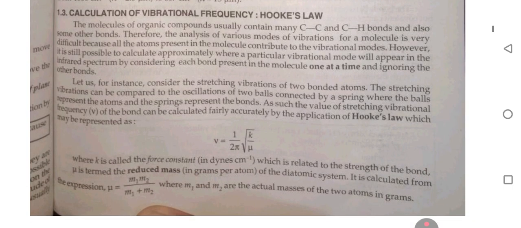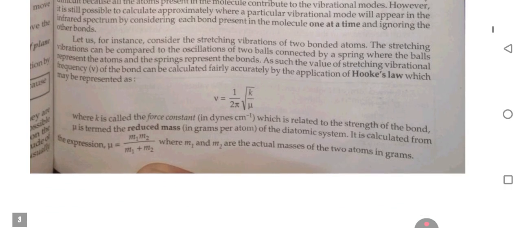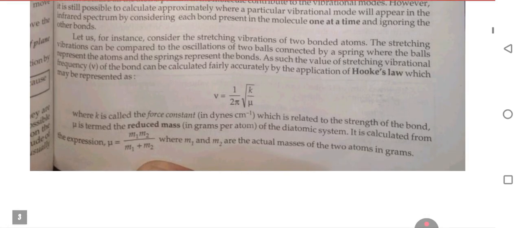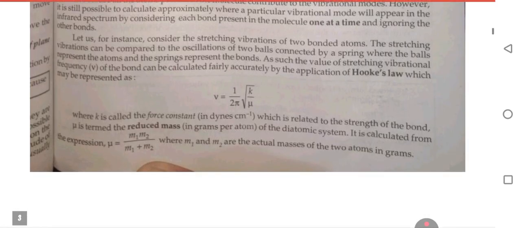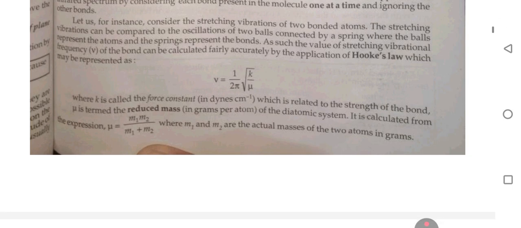Let us, for instance, consider the stretching vibration of two bonded atoms. The stretching vibration can be compared to the oscillation of two balls connected by a spring, where the balls represent the atoms and the spring represents the bond. As such, the value of the stretching vibration frequency of the bond can be calculated fairly accurately by the application of Hooke's law, which may be represented as v = 1/2π √(k/μ), where k is called the force constant, which is related to the strength of the bond. μ is termed the reduced mass of the diatomic system. It is calculated from the expression μ = m1 m2 / (m1 + m2), where m1 and m2 are the actual masses of the two atoms in grams.